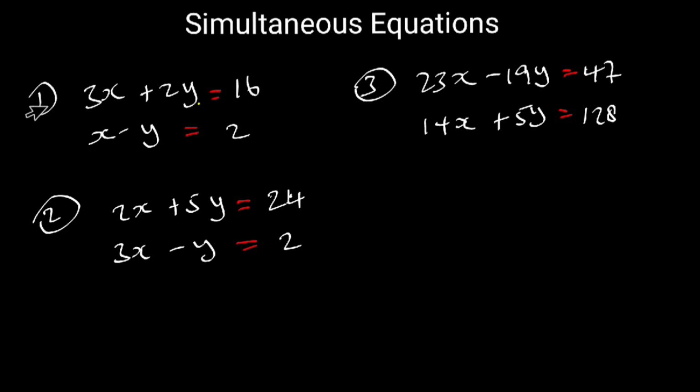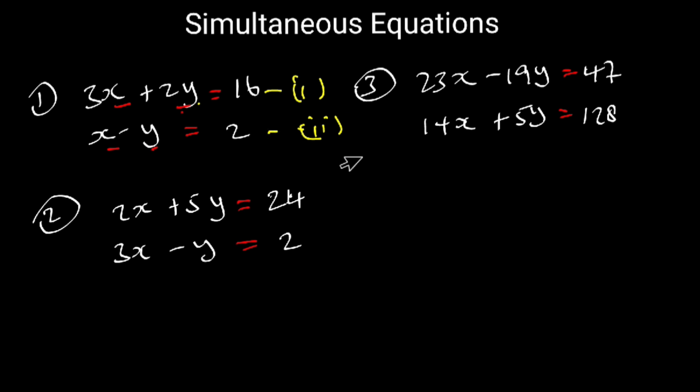For example, in this question 1, we have two equations: equation 1 and equation 2. Because we have two equations, we have two unknowns, which are x and y. By the time we are done solving these simultaneous equations, we are going to find the values of x and y. When we plug these values into equation number 1, it is going to satisfy the equation by giving us the answer 16. And when we plug the same values into equation number 2, it's going to return 2 as the answer. So that is simultaneous equations.